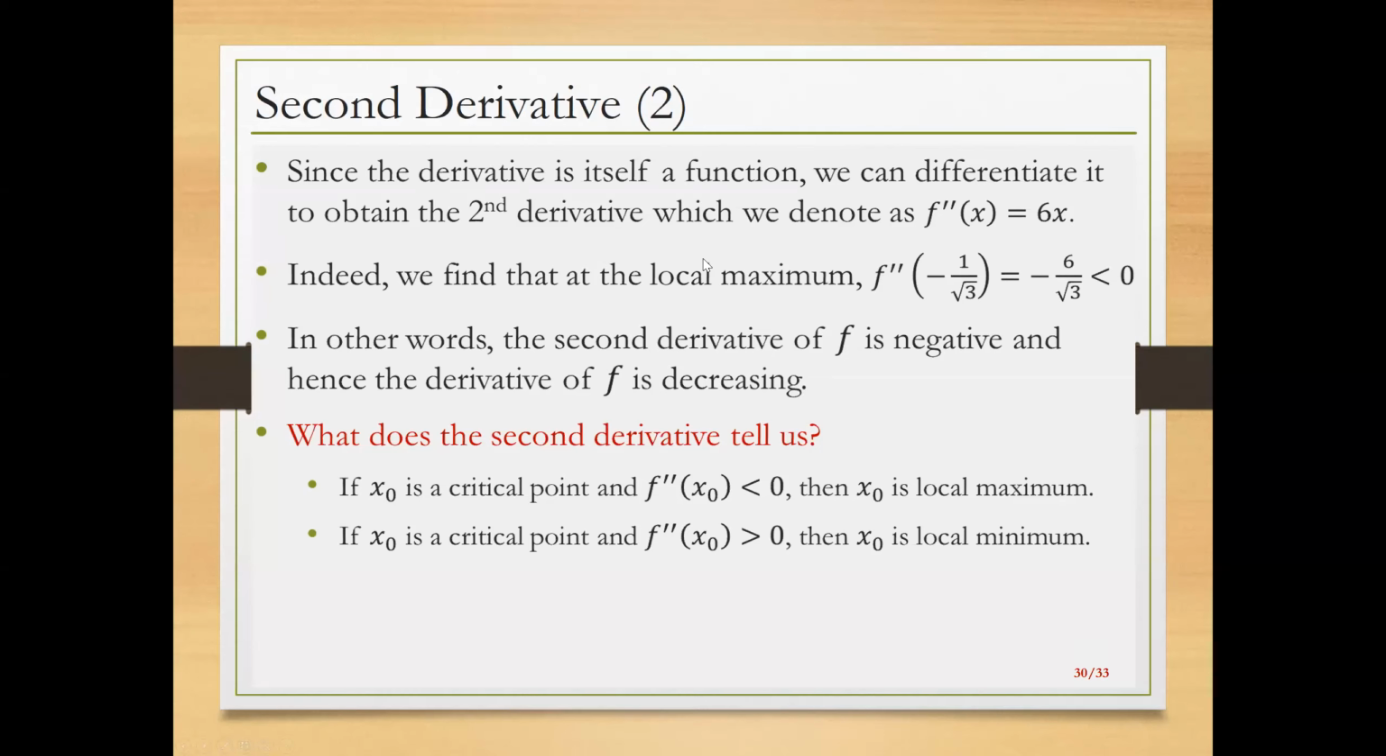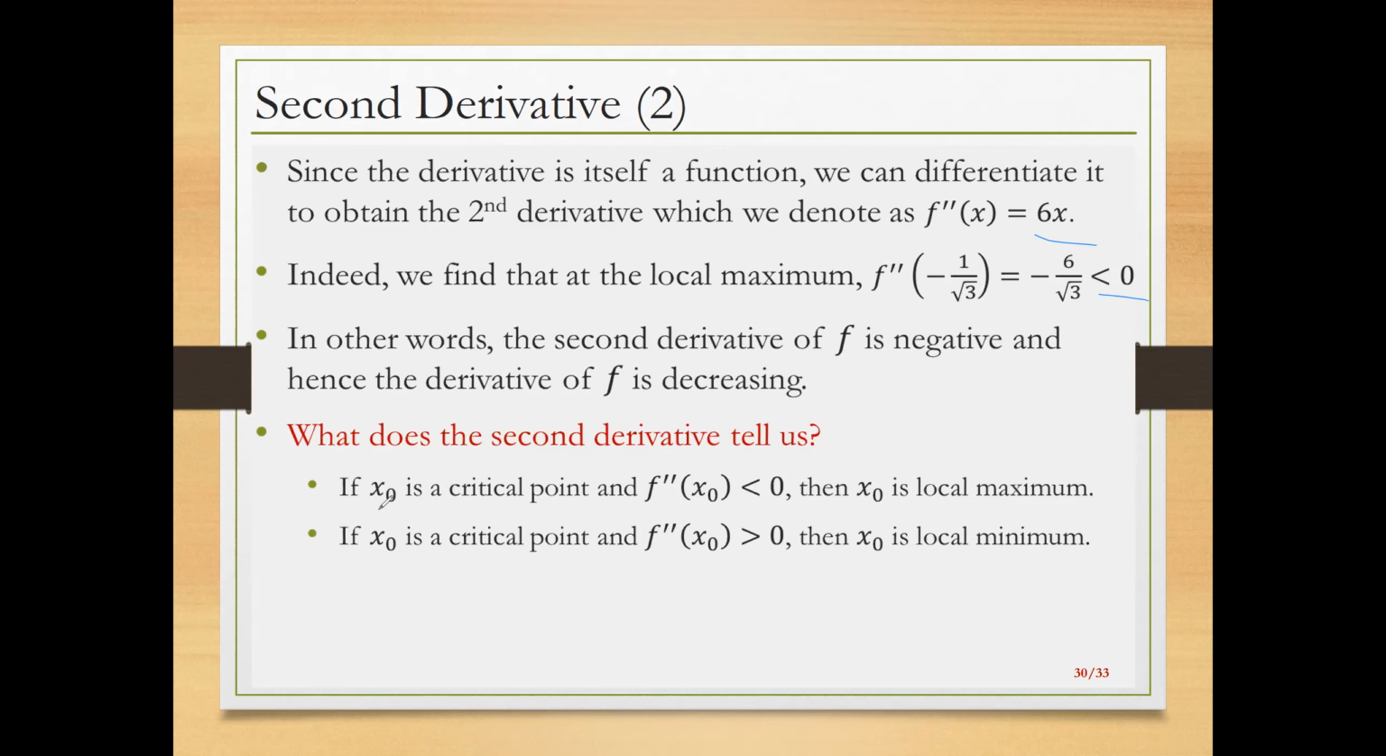Taking the same example, the same function, x cubed minus x, the first derivative would be 3x squared minus 1. The second derivative would be 6x, right? If you take the second derivative of this, it will give you 6x. So we see that there exists a local maximum at minus 1.3. This is important: you find the second derivative at a particular point, plug in that value, and check whether it's positive or negative. If it's negative, the derivative of f is decreasing.